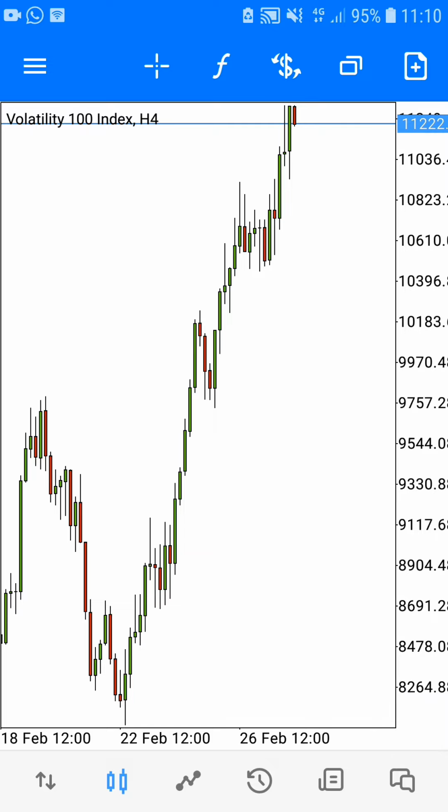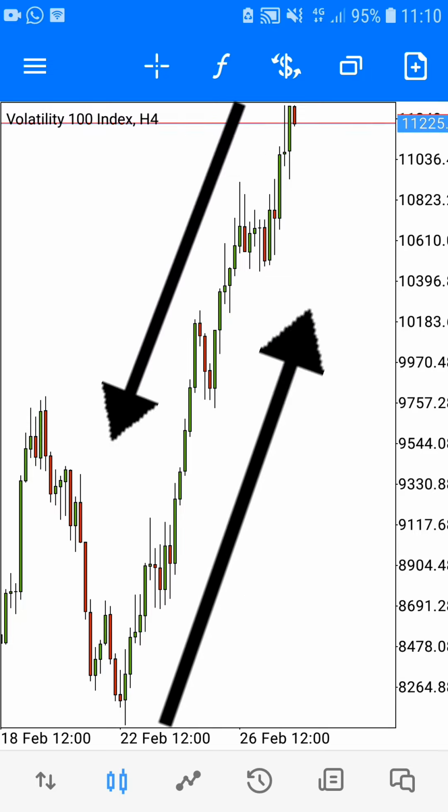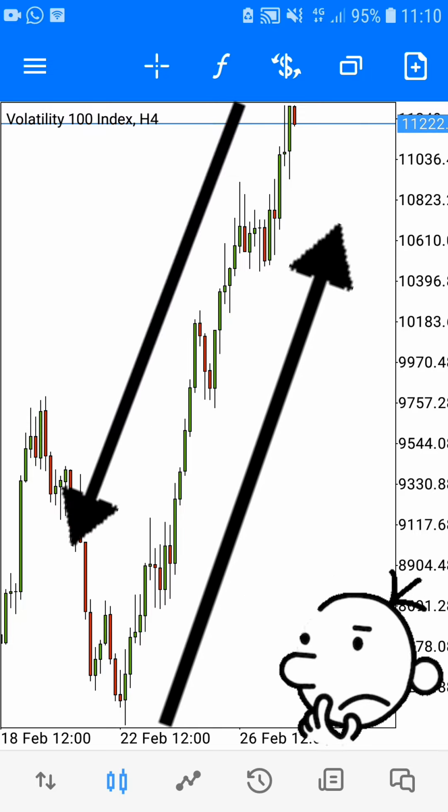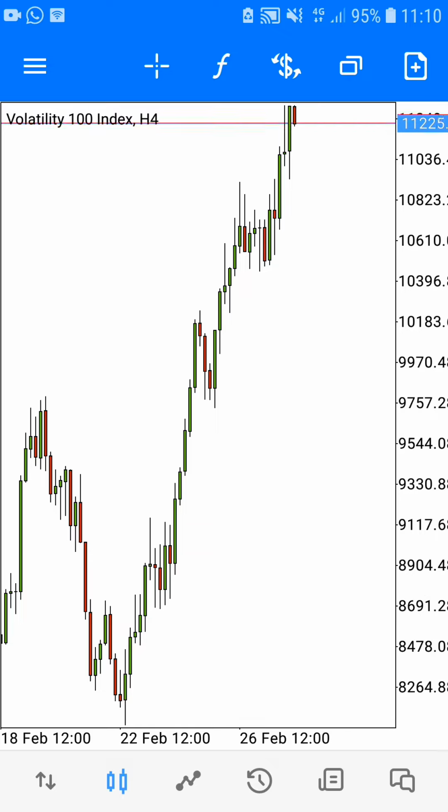Keep it up. So today's pair will be Volatility 100 index, and as usual, before taking up any trade, the first thing that you have to do once you open up your charts is you have to know to which trend the market price is currently at.